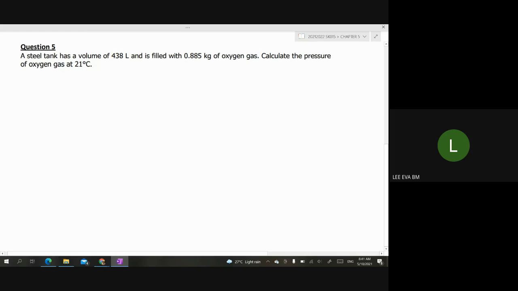Okay. Question 5 nampak sangat senang kan? Pendek. So let's see what is inside here. A steel tank has a volume of 438 liter, filled with 0.885 kilogram. Ini ialah apa? What does this stand for? Mass. Okay, kalau biasanya mass, kita boleh cari apa? Number of mole. Yes, very good. From mass, we can find number of mole. As we know, mass divided by molar mass gives you the number of mole.